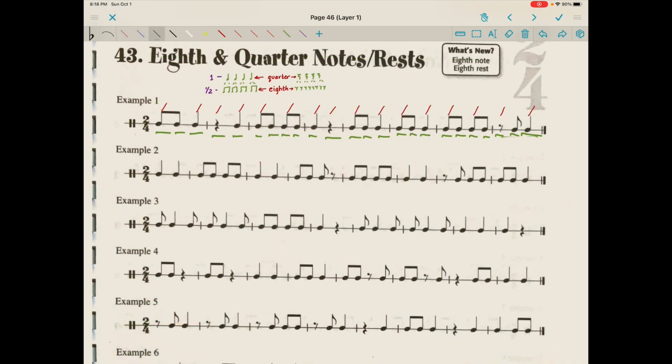Moving on to exercise 43 in the 2-4 section of the book. We are still in 2-4 time, of course, so I've just copied in the bottom of the note and rest value pyramid. The quarter note will be our beat or pulse note, so we'll be saying do for it. The eighth notes and eighth rests are our half beat notes and rests, so we're going to be saying do-day for those. We're going to start by just looking at example 2 and marking in our do's, our big beats, our non-subdivided beats.